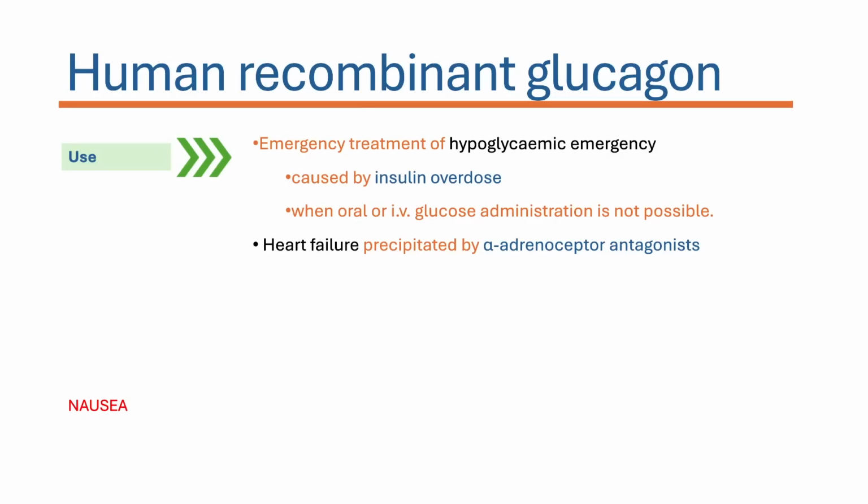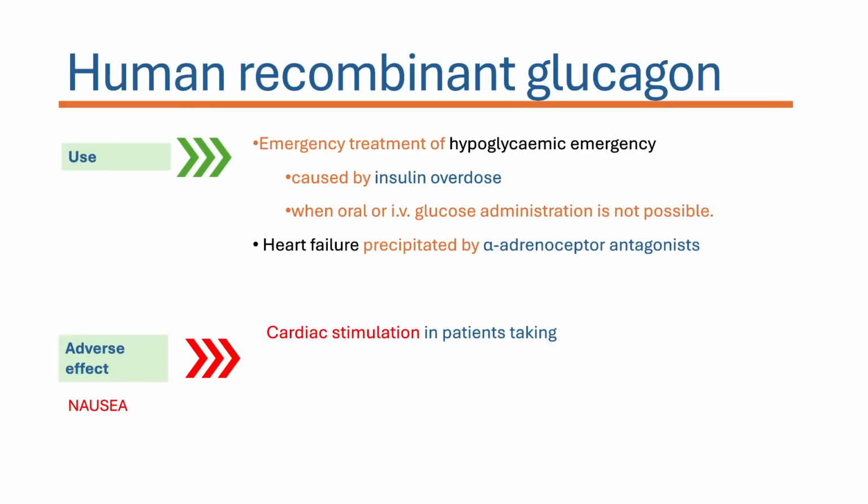So coming to the uses, glucagon is used as an emergency drug for the treatment of hypoglycemic emergency, which can be caused due to insulin overdose or when oral or IV glucose administration is not possible or not working. And heart failure precipitated by alpha adrenoceptor antagonists. In such situations, you can use glucagon as it increases the rate and force of contraction of the heart. So glucagon is useful in two conditions. One is in case of hypoglycemic emergencies due to insulin, and the other is heart failure.